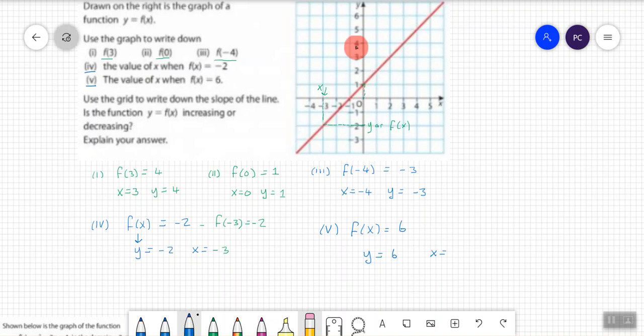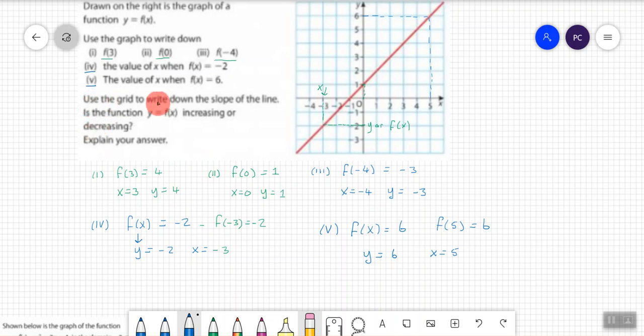What's x equal to? So again, here, this is where 6 is on the y-axis. So we want to draw a line across. It cuts the line here, and then we want to draw a line down, like so. So what we can say is that when y is 6, x is equal to 5. Or another way to say it, we can say function 5 is equal to 6. Okay, so that's that part. That's part 5. So that's those questions. So you're just reading the information off the graphs.